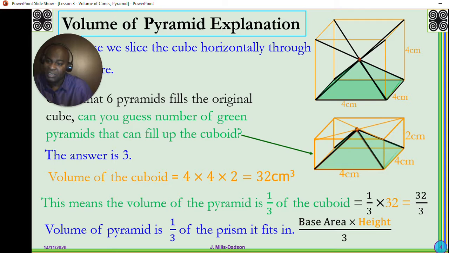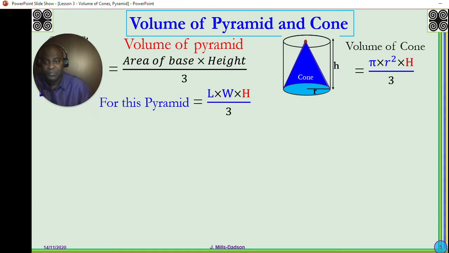That's a little proof. There are complex proofs, but this is the little proof that I can use to explain to you why the formula is base area times height divided by 3 for a pyramid. And we do the same for cones. We imagine it as a cylinder, we work out the cylinder, and we divide it by 3.